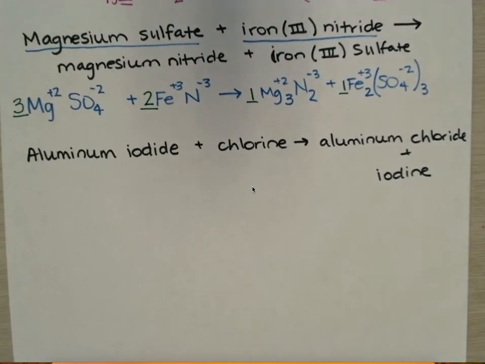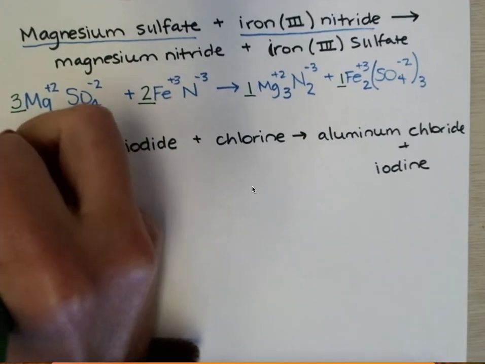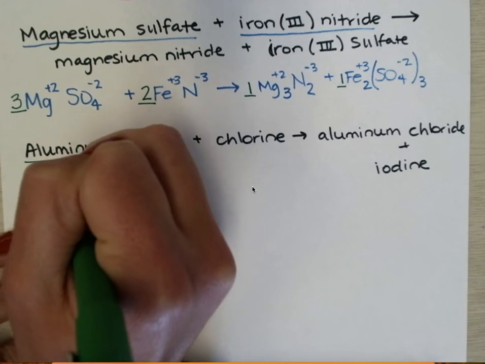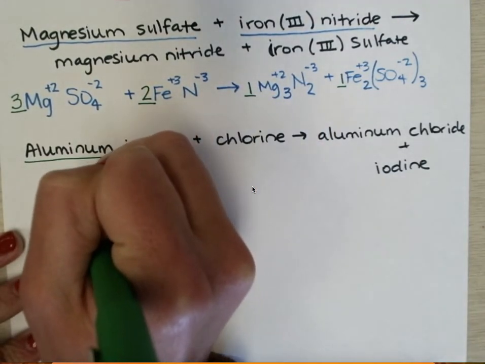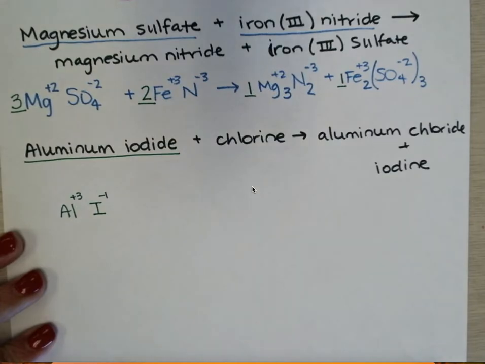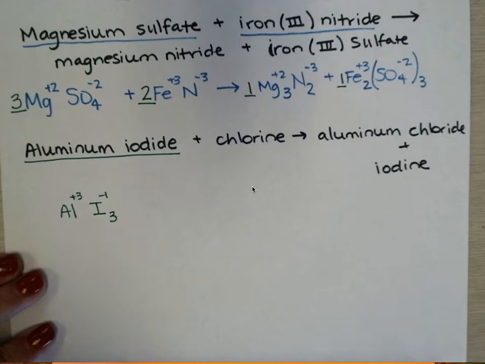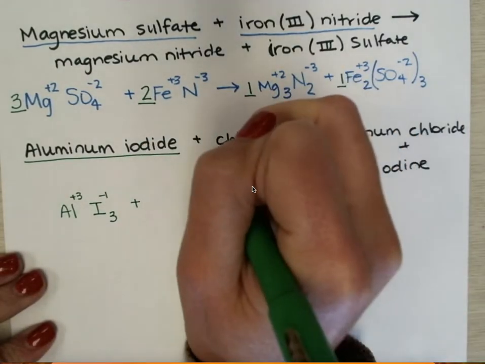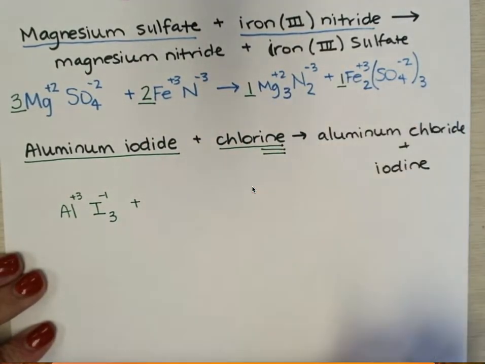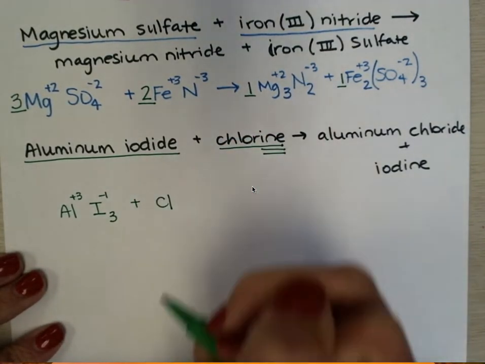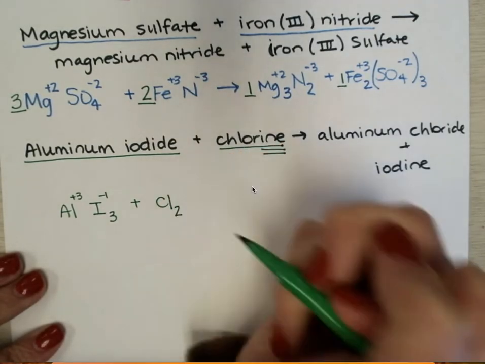So in doing this word equation, I'm still going to treat them like I'm naming. So let's start with aluminum iodide. That is Al with a +3 charge. Iodide is iodine with a -1 charge. So I need to cross my charges down, and that is AlI3. Then I have chlorine. Chlorine ends in INE, so it's not just Cl, it's a diatomic molecule, it's Cl2.